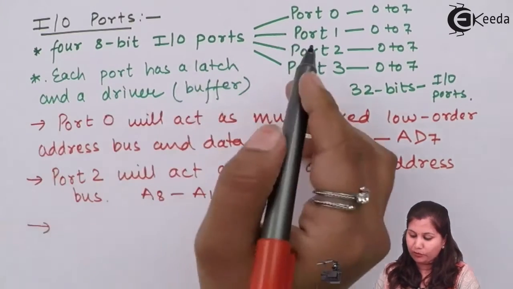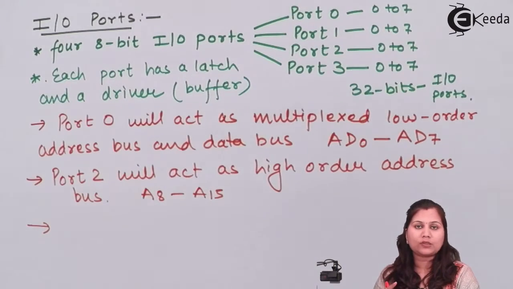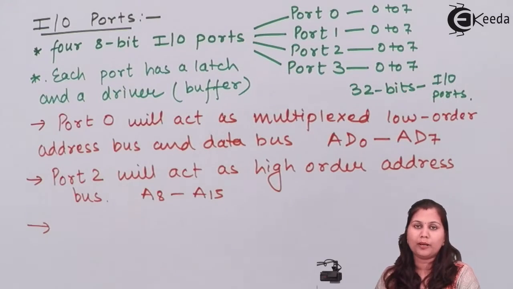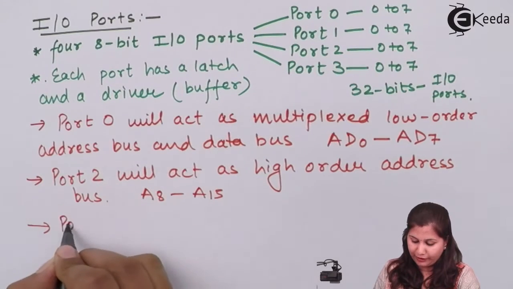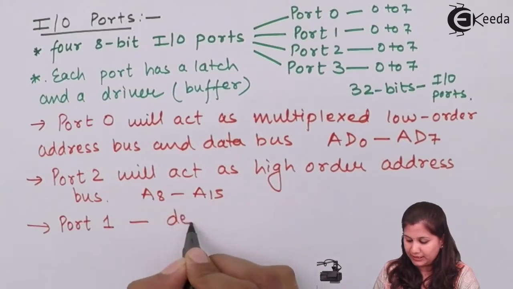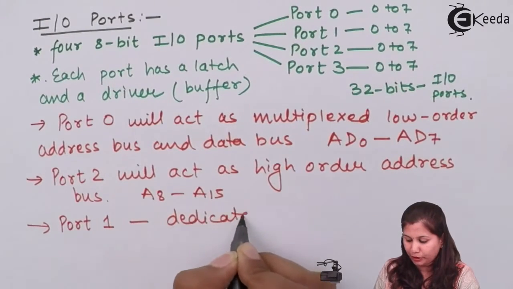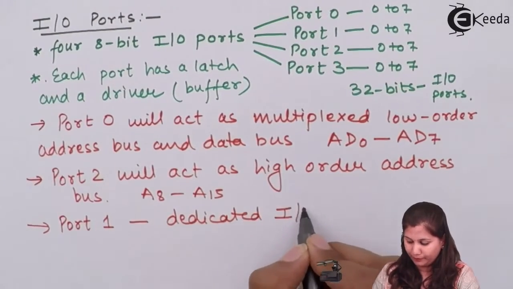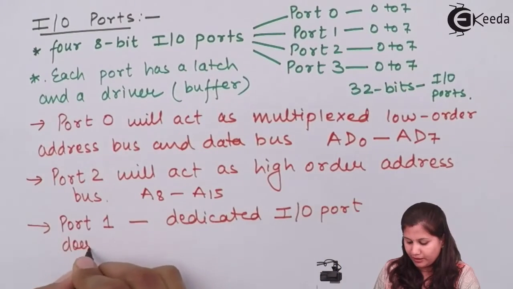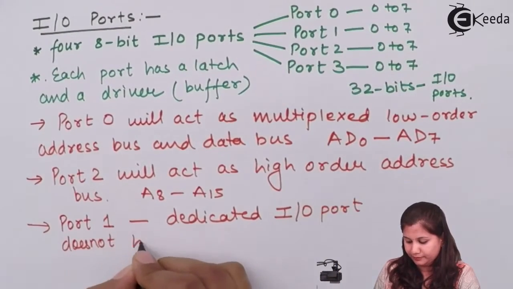Then we have port 1. Port 1 has only a single function. It will act only as a general purpose input output port. There is no second function for it, just like port 0 and port 2. Port 1 is defined for input output pins only. So we can say that it is a dedicated input output port, and it does not have any alternate function.